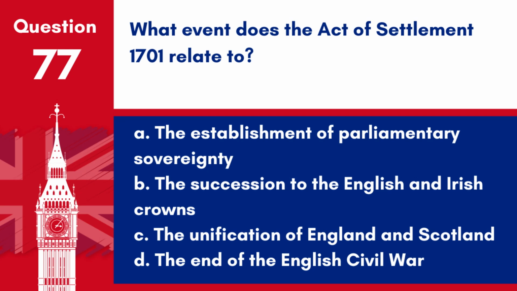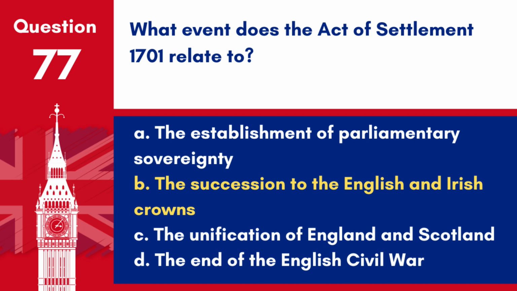Question 77. What event does the Act of Settlement 1701 relate to? A. The establishment of parliamentary sovereignty. B. The succession to the English and Irish crowns. C. The unification of England and Scotland. D. The end of the English Civil War.